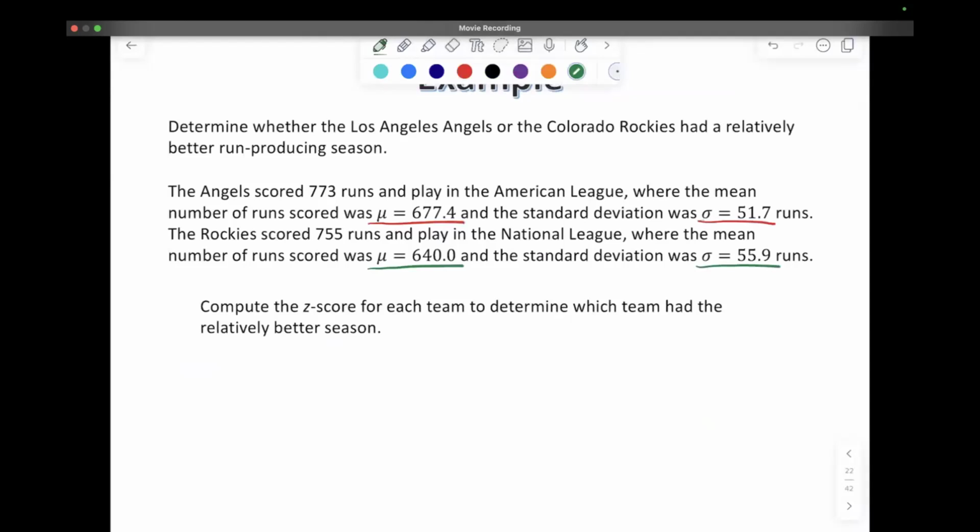I'm going to work quietly behind you. Usually what I do is I let everybody get a head start and then I work quietly behind you. So if you get stuck, you can look up at the screen. So go ahead and get started calculating those z-scores.